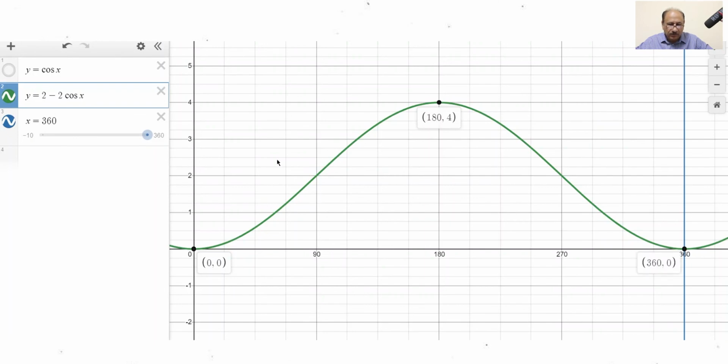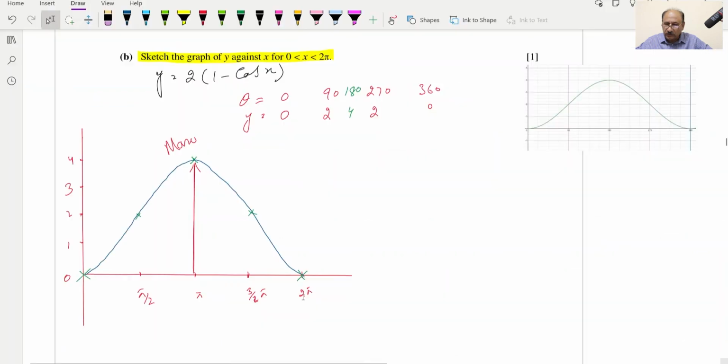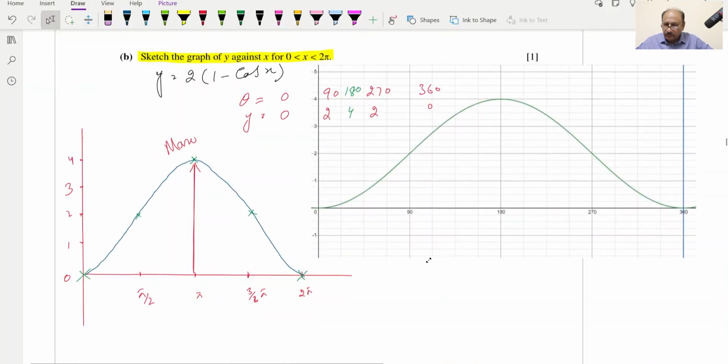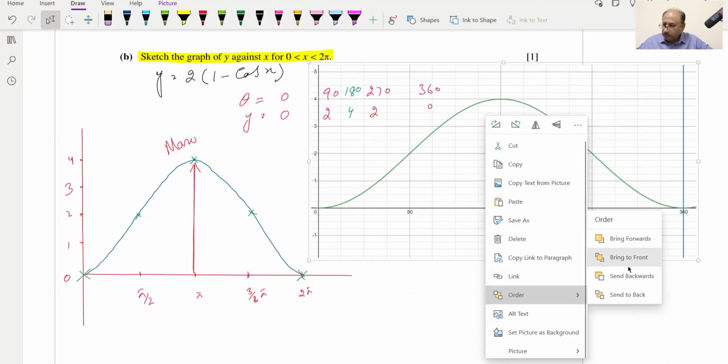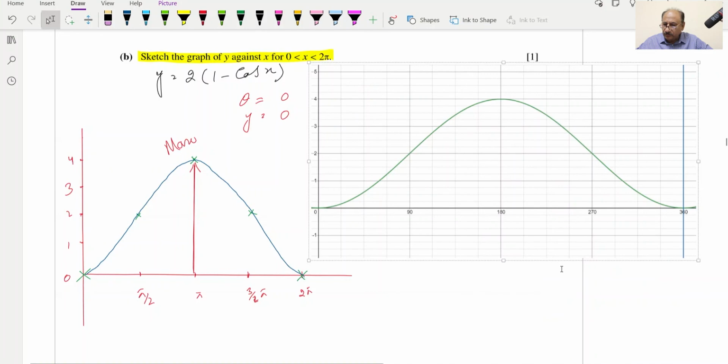And the same graph I have inserted, I have copied on the paper also. So this is the graph which I have inserted over here, and we can bring it in the front and see this one. This is up to 360.